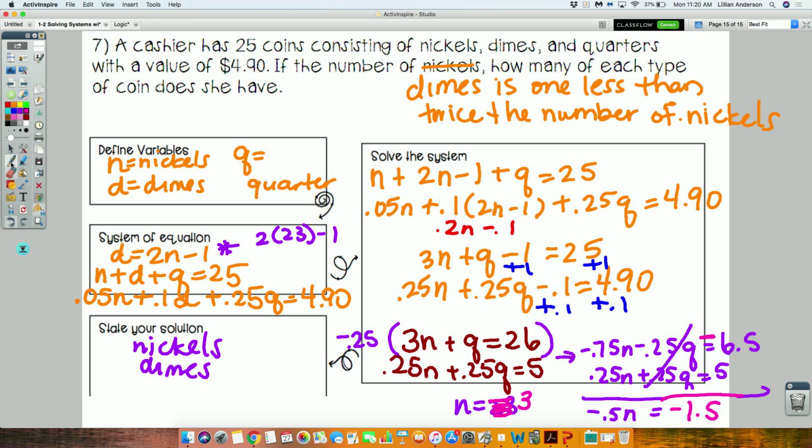Hopefully that didn't mess you up too bad. So when I go to plug it in back over here, that's going to be 2 times 3 minus 1, which will give me 5 dimes. Now the numbers are looking a little bit better. And then to find my number of quarters, that'll be 3 plus 5 plus q equals 25. That's 8 plus q equals 25. So I'll have 17 quarters. Okay? So again, I apologize for not carrying over that negative. Hopefully it didn't throw you off, but the solution to this will be the cashier has 3 nickels, 5 dimes, and 17 quarters.